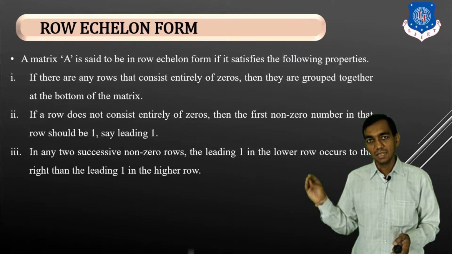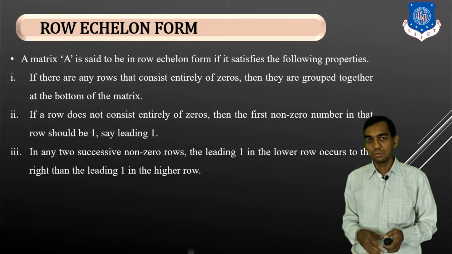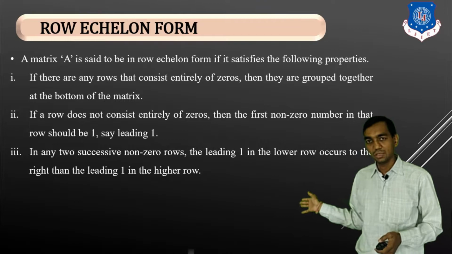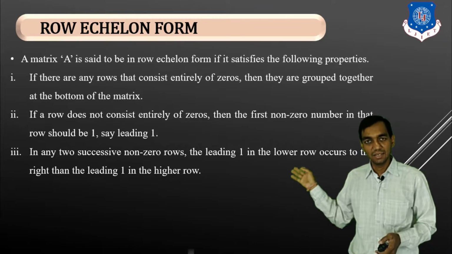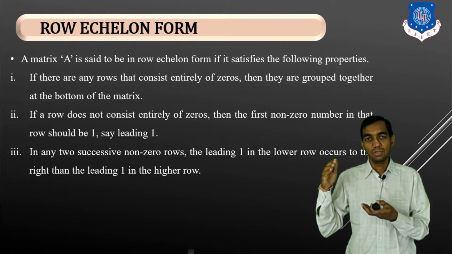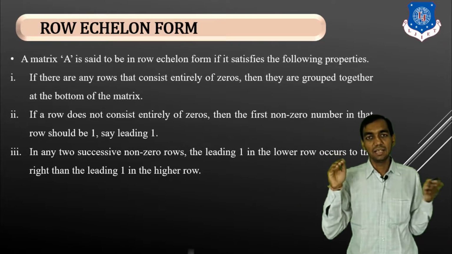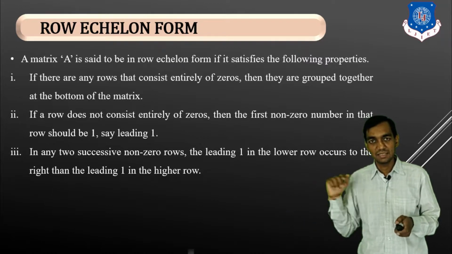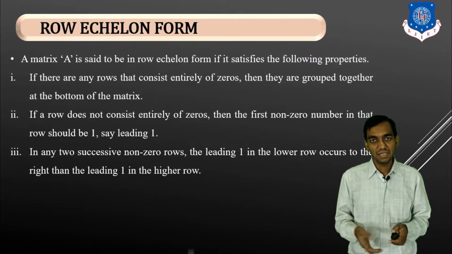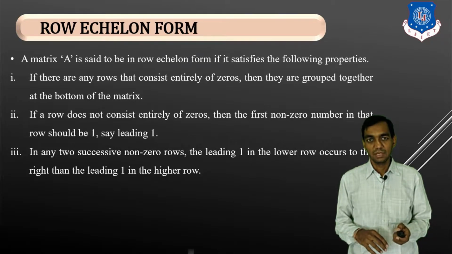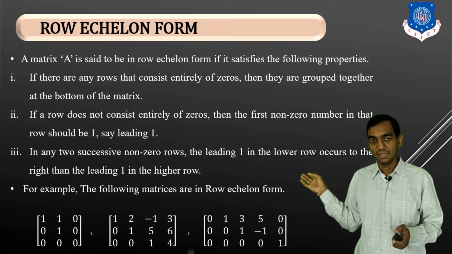Third condition: in any two successive non-zero rows, the leading one in the lower row is further to the right than the leading one in the upper row. If these three conditions are satisfied, then the matrix is said to be in row echelon form. Here we have written two examples.